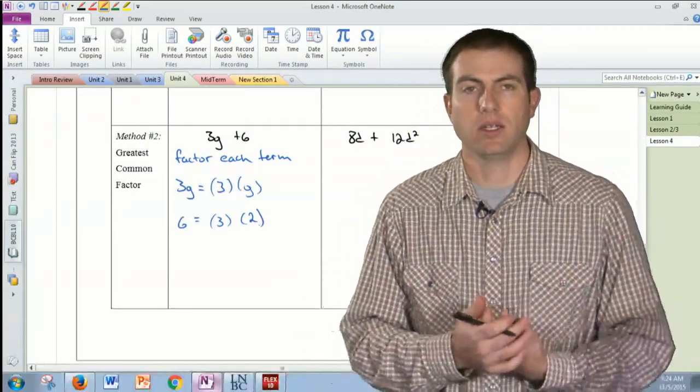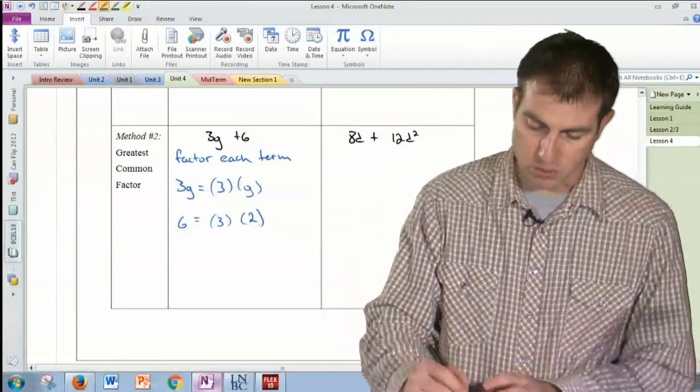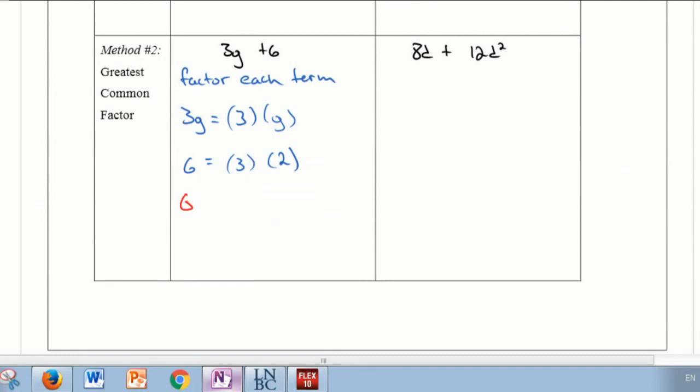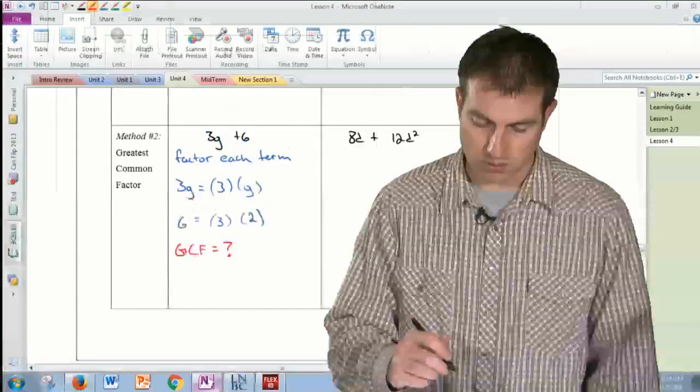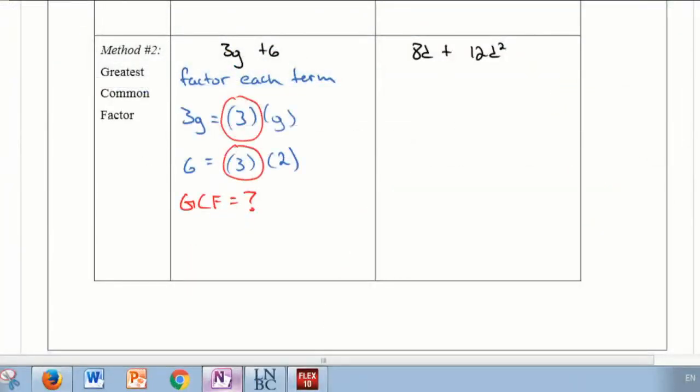I have the 3g and I have the 6, and I factor them both. And now I need to say, okay, what is the greatest common factor between these two things? We wrote that as the GCF. What do both of these terms share? If I look really carefully, I see that they both have a 3 in them. Do they both share a g? Nope, only my first one has a g. How about the 2? Do both terms have a 2? Nope, only the second has a 2. So the greatest common factor is just going to be 3.